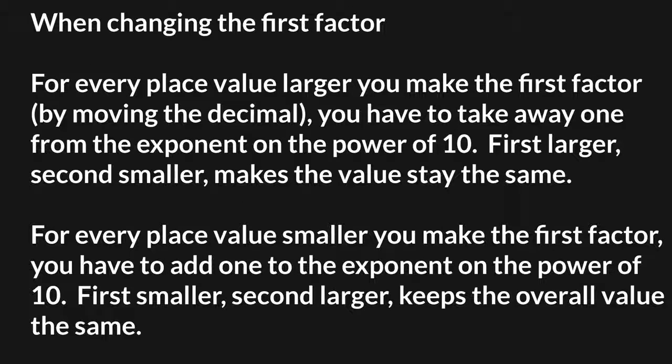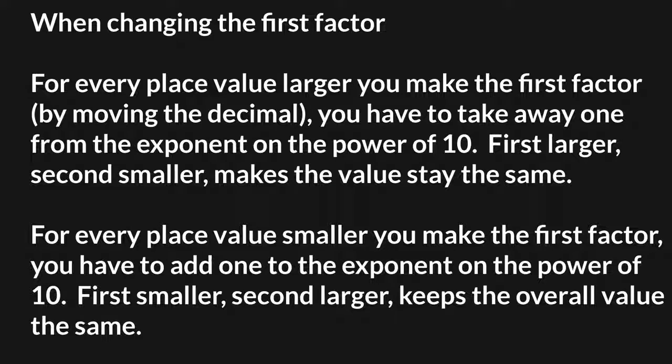When you are changing the first factor, like we've done a couple of times here, you should note that for every place value larger you make the first factor by moving that decimal, you have to take away 1 from the exponent on the power of 10. First larger, second smaller, makes the value stay the same. This last sentence is not proper English, but it should help you out. If you make the first factor larger, you've got to make the exponent smaller, which makes the value stay the same.